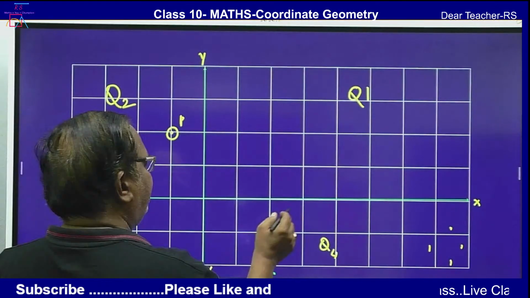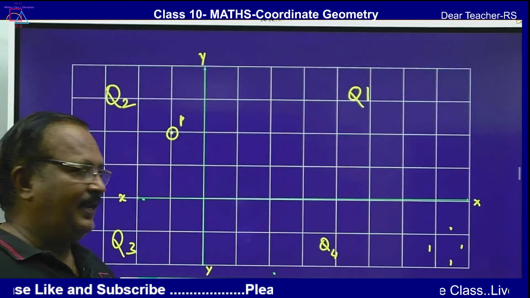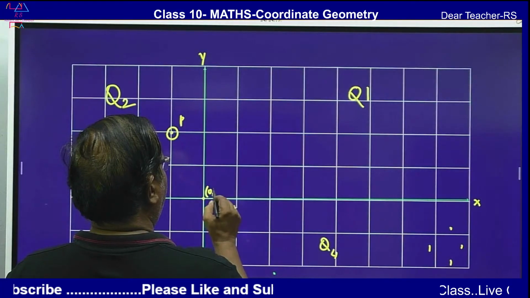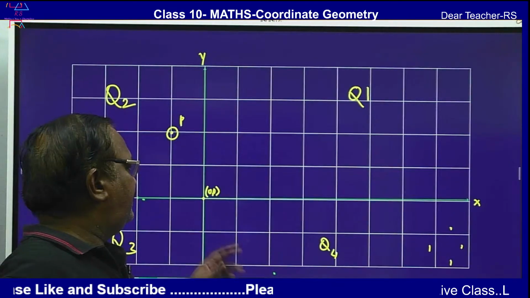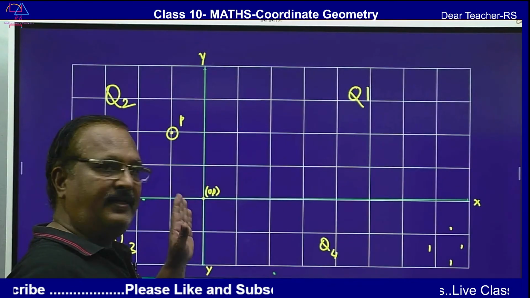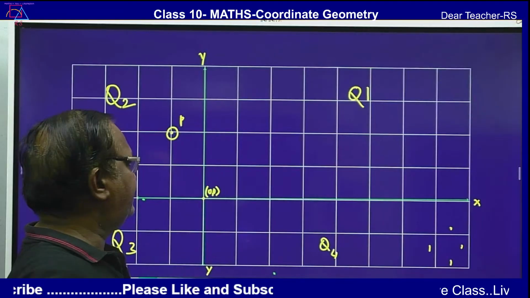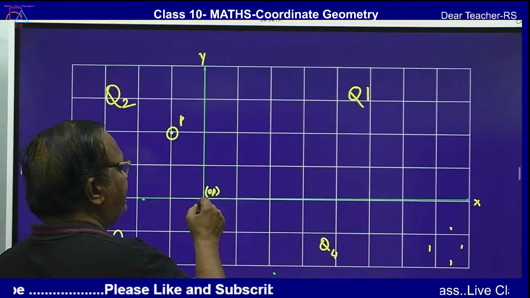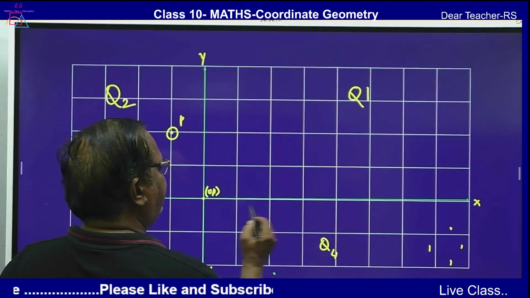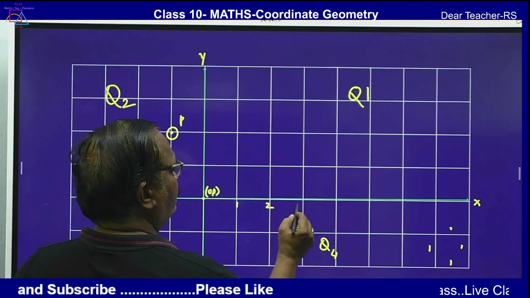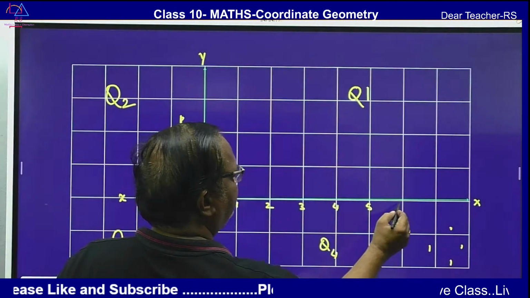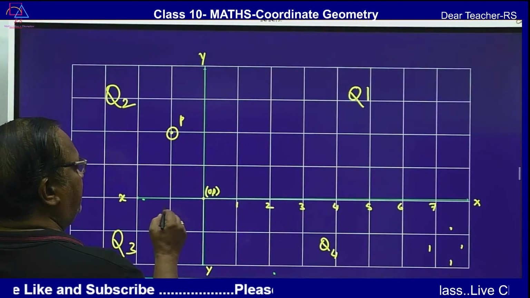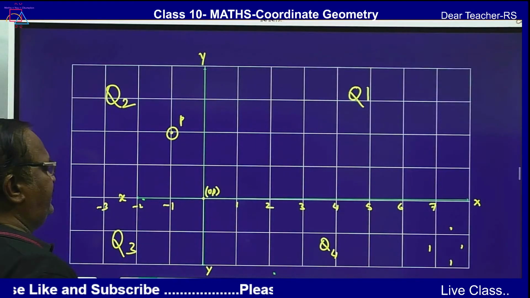Because these reference lines are nothing but number lines, the point of intersection is always the origin. Origin is (0, 0). The first 0 represents the x-axis, the second 0 represents the y-axis. Both number lines start from 0, and that is the origin. If you move to the right side, you get 1, 2, 3, 4, 5, 6, and so on. On the left side, minus 1, minus 2.